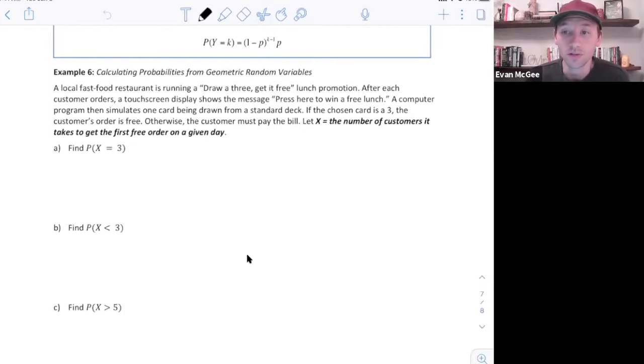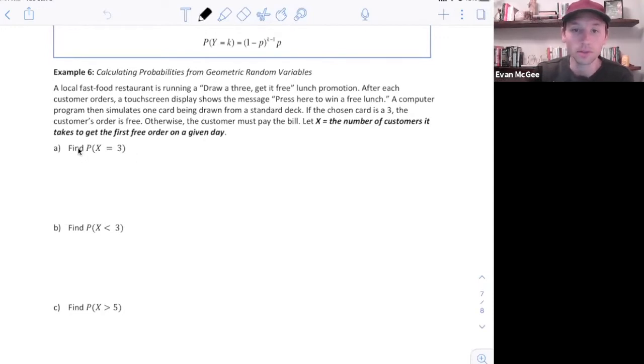You might remember we've done this problem before in a binomial setting, where instead of counting the number of customers it takes to get the first free order, we asked something along the lines of, what's the probability that 3 customers win in 50 customers? So there's a set number of trials. Here, we're going until we get the first success.